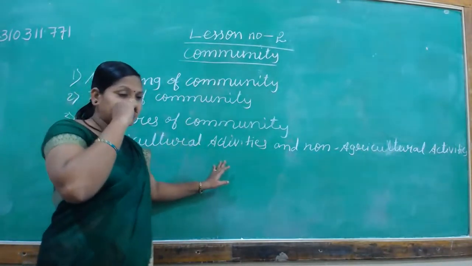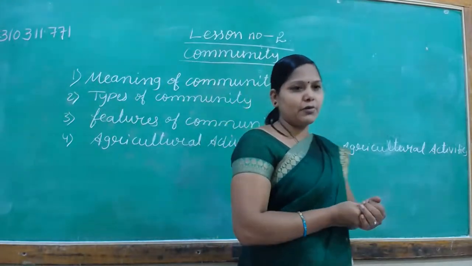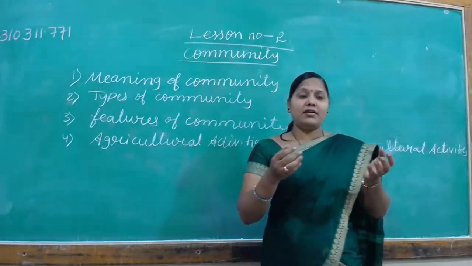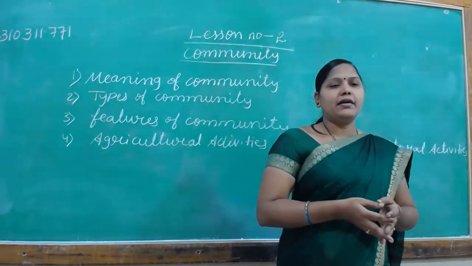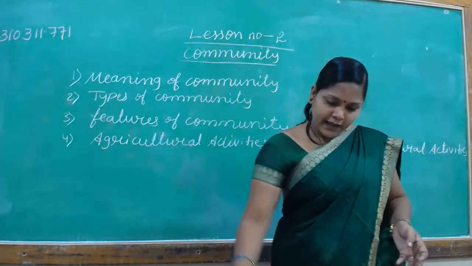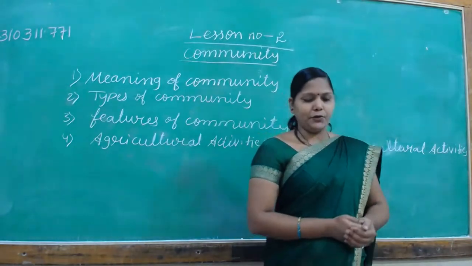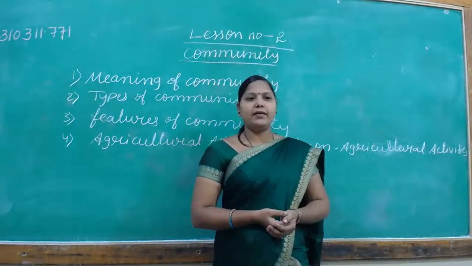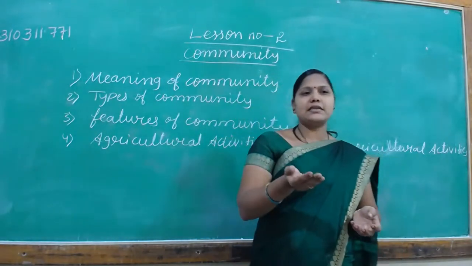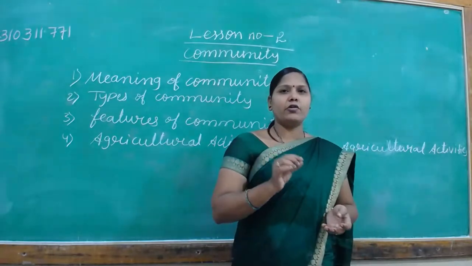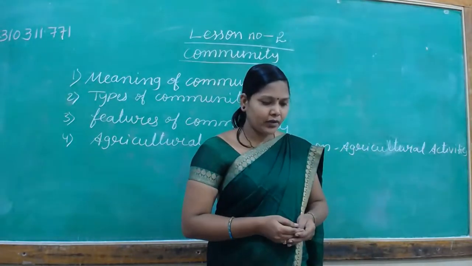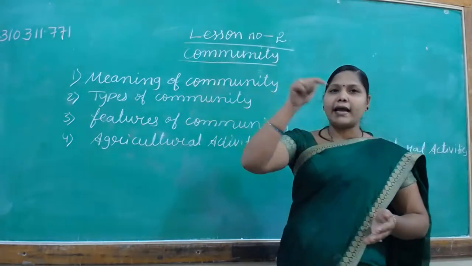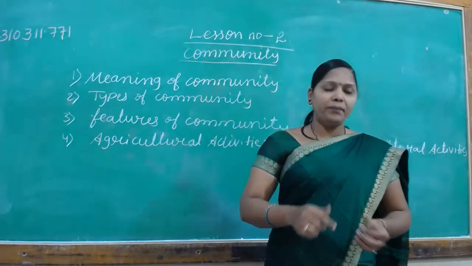Okay. Next, there are textbook works and activities. In the textbook, students, page number 32, all of you open your textbook. Some question answers are there. I will tell the answers and you should write them in your textbook. Take a pencil. Here, page number 32. I will write on the board and you should write in your textbook. Understood? Now you write it.